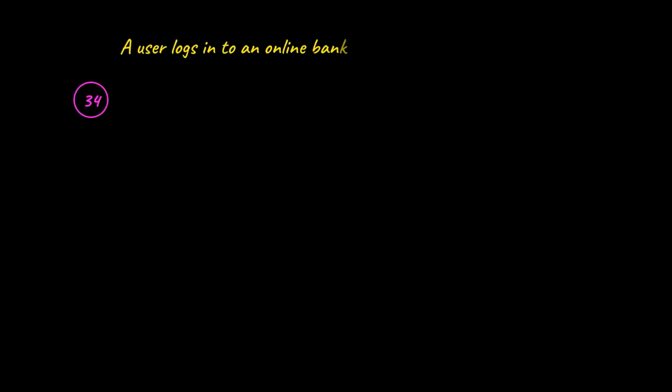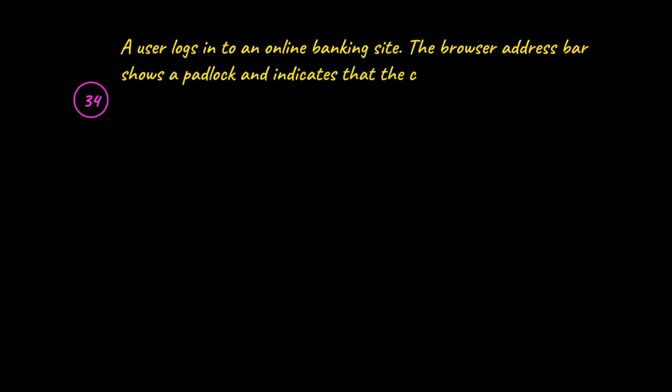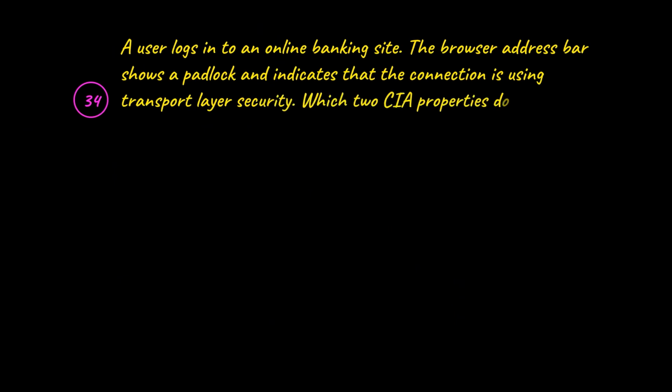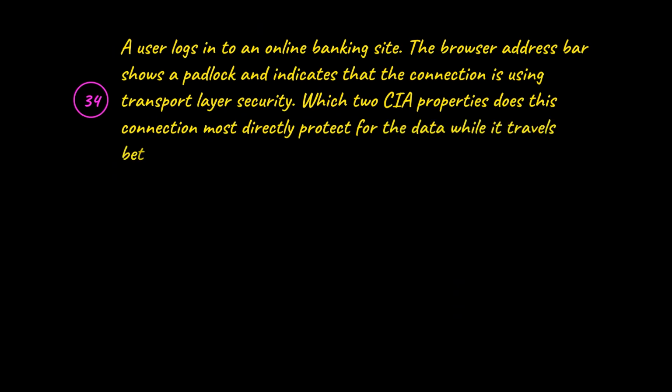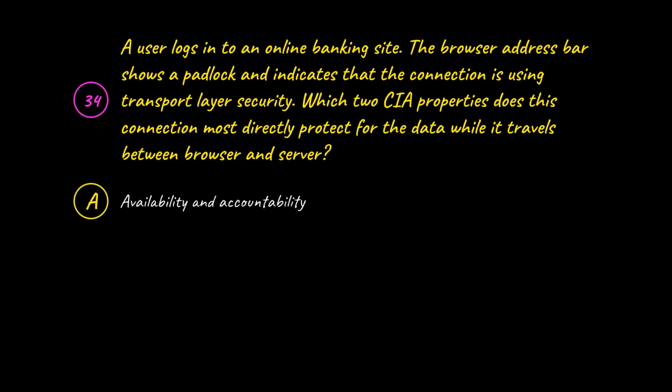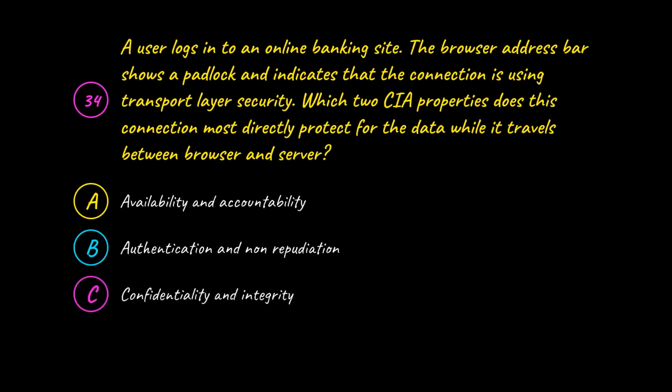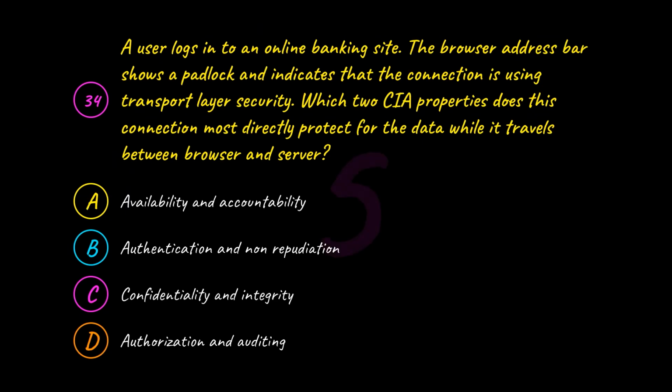Question 34. A user logs into an online banking site. The browser address bar shows a padlock and indicates that the connection is using transport layer security. Which two CIA properties does this connection most directly protect for the data while it travels between browser and server? Your options are A. Availability and accountability, B. Authentication and non-repudiation, C. Confidentiality and integrity, D. Authorization and auditing. Take a second. Which answer would you pick?